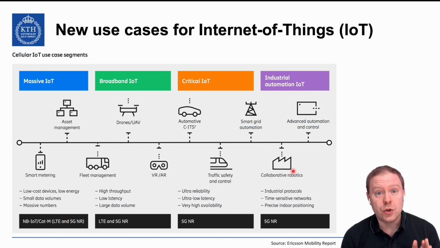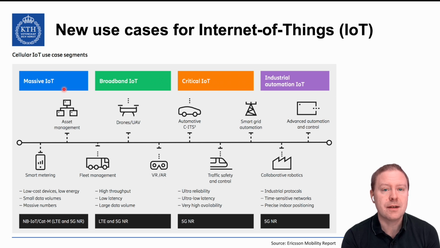And when it comes to non-human use devices, there is a variety of those that are part of this digitalization of society. So here is yet another information slide from the Ericsson Mobility Report that is talking about cellular Internet of Things, or IoT, use case segments. They are categorizing this into 4 different cases.